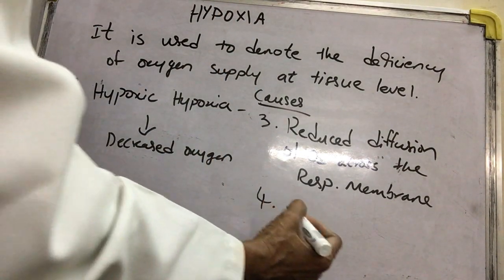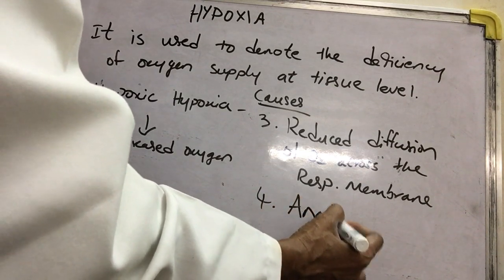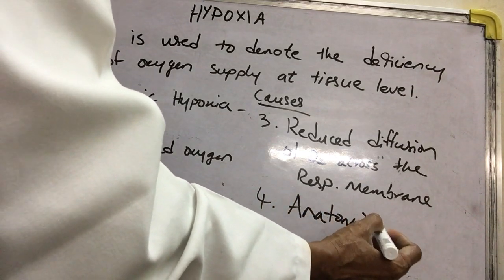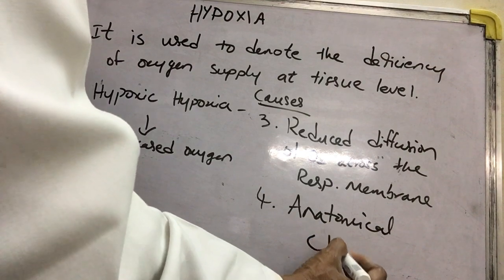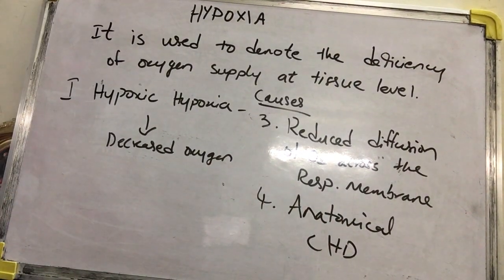Another cause is anatomical shunt, as seen in congenital heart disease. During development, if there are congenital anomalies of the heart, there will be decreased oxygen to the tissues, and that will lead to hypoxic hypoxia.